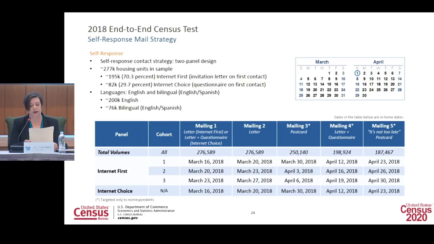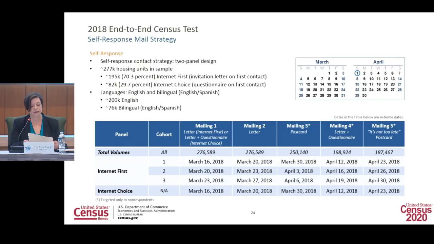About 70% of the housing units were assigned to the Internet First panel. Those housing units received a letter inviting them to respond online as part of their initial contact. About 30% of the housing units were assigned to the Internet Choice panel, which received a questionnaire as part of their initial mailing, along with information on how to respond by phone or online. In terms of the languages of the mailed materials, about 73% of the housing units received materials in English only, while 27% received bilingual materials in English and Spanish.